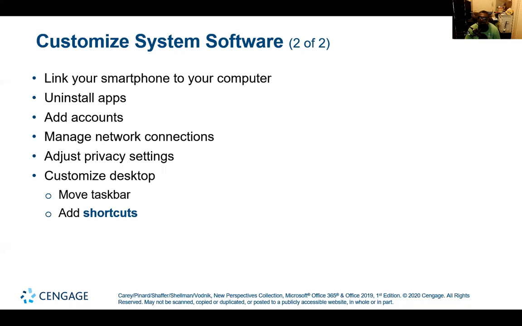All right, customized system software. You can link your smartphone to your computer. You can uninstall apps. You can add accounts. You can manage network connections, adjust privacy settings, customize your desktop, or move the taskbar. Now, a lot of people end up moving their taskbar and they don't know how it got up on the right-hand side. Well, all you have to do is grab it with your mouse and pull it back down, and you won't have a problem. You can also add shortcuts to your desktop.